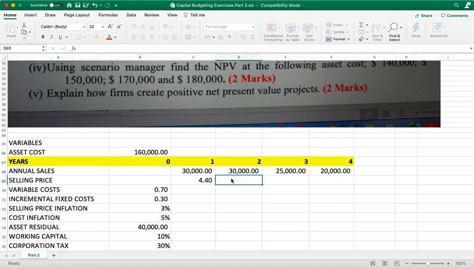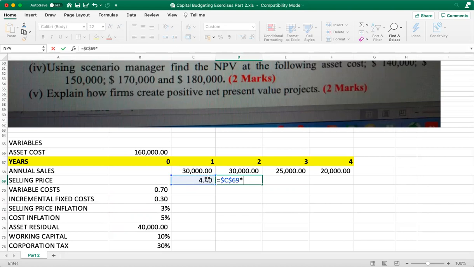So what we do is come to year 2 and say equals 4.40 per unit, put $ sign. If you are using a MacBook Air, you press Command and then T. That will put $ sign on that cell, and therefore it becomes an absolute cell. It means constant, it will not change.